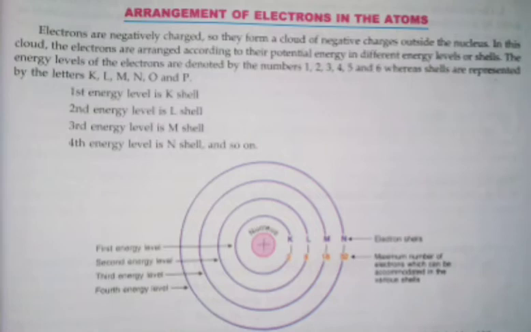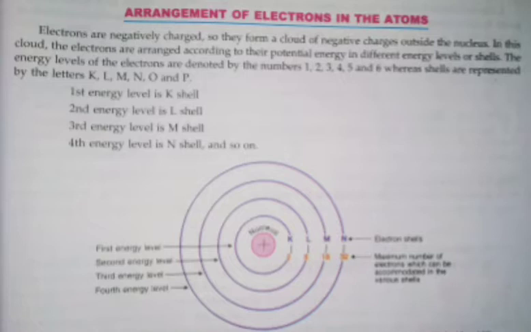Let's study the arrangement of electrons in an atom according to Niels Bohr's theory. Electrons are negatively charged particles and they are said to be arranged in clouds of negative charges around the nucleus. In this cloud, the electrons are arranged according to their potential energy in different energy levels or shells, as proposed by Niels Bohr.